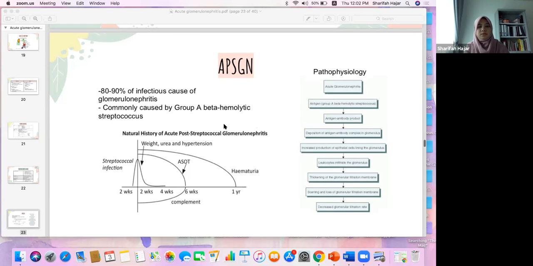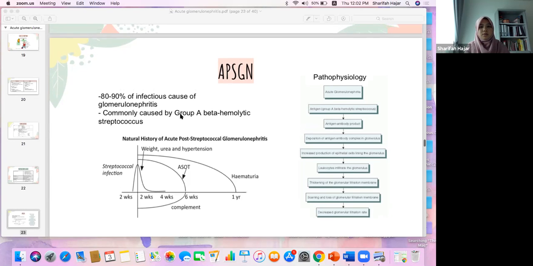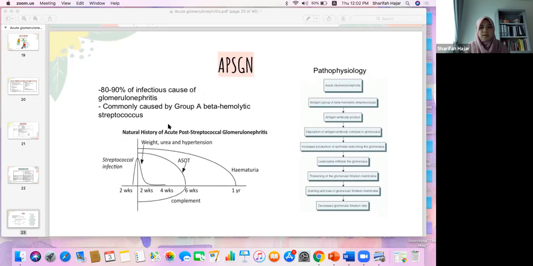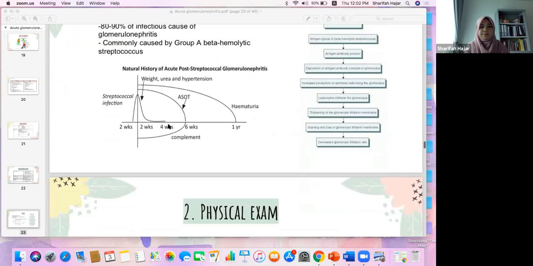So for pathophysiology, just like what I said before, it is really important for us to remember that it is not because of the infection that attacks the glomerulus, but it is because of the immune complex that forms. So it deposits at the glomerulus.